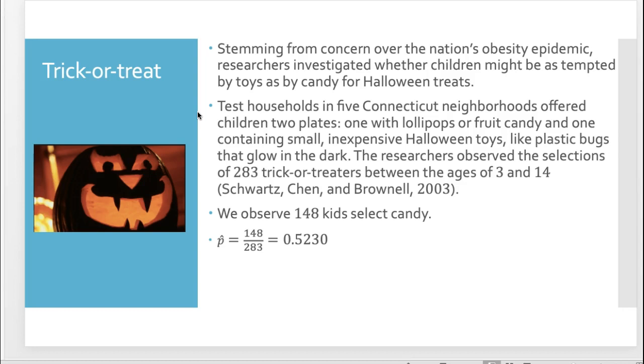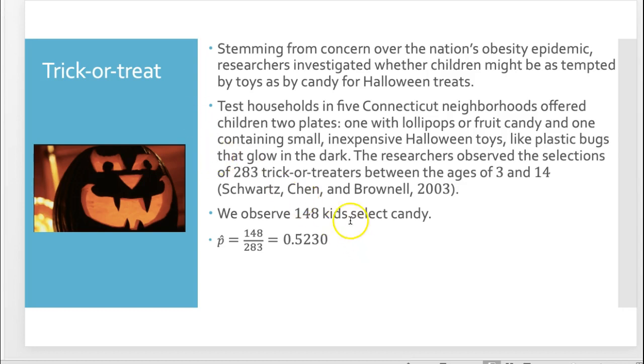Okay, so in the study, they're worried about the nation's obesity epidemic, so maybe they think kids are more inclined to select the fruit candy than the toys. This is like the helper versus hinderer example, where we're assuming that babies are more likely to select the helper than the hinderer toy. Or even kissing the right way, where we think maybe people are more inclined to tilt their head to the right than to the left.